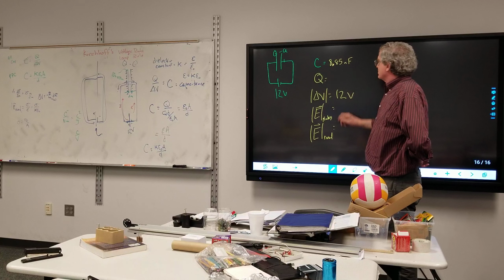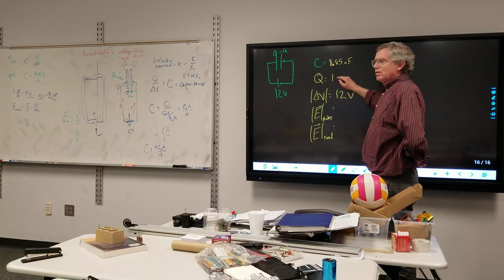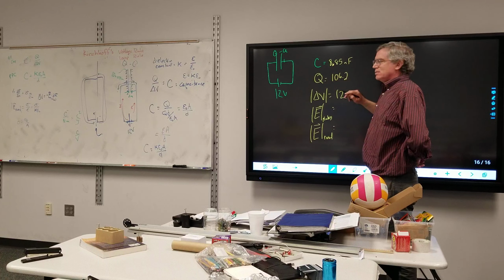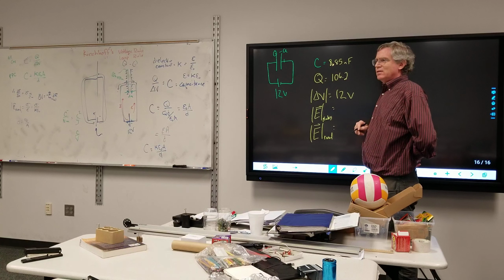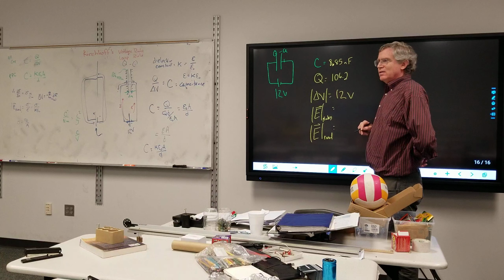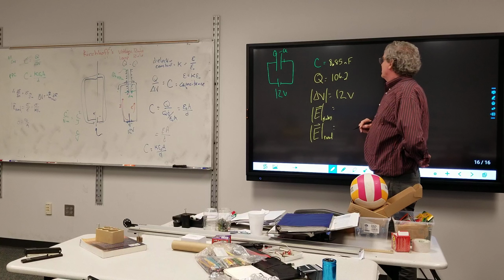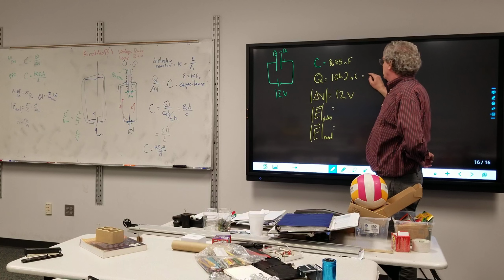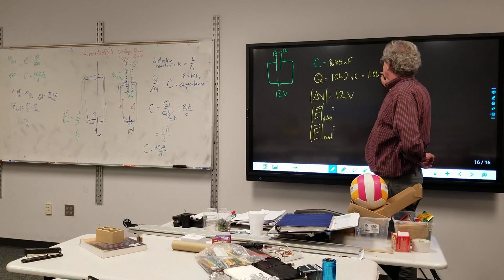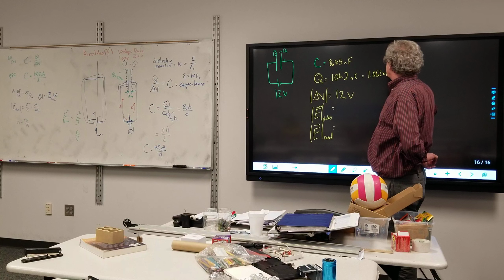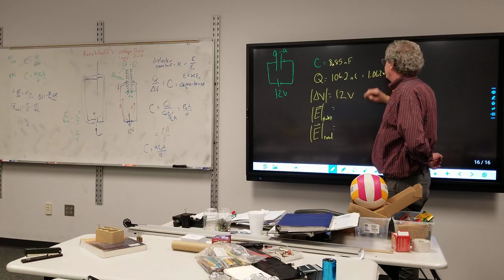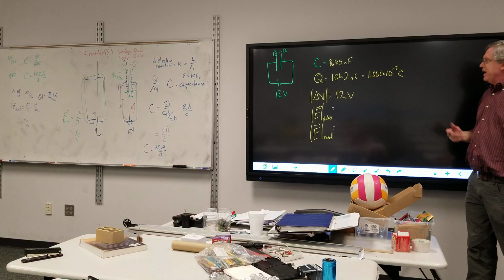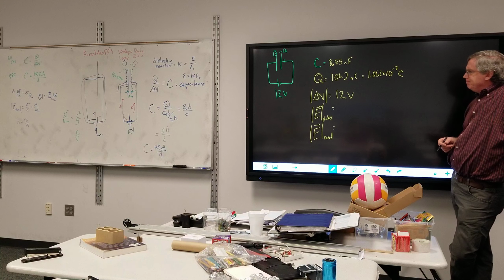1.062 times 10 to the negative 7 coulombs. Quite possibly, yeah, in nanocoulombs, or 1.062 times 10 to the negative 7 coulombs. All right, so now we know the charge on the plates.